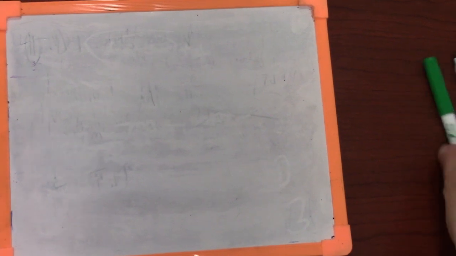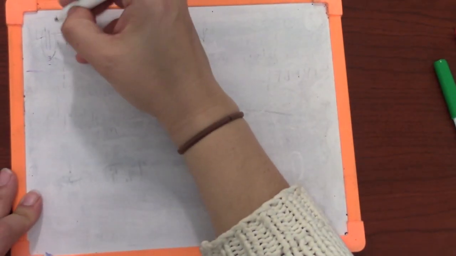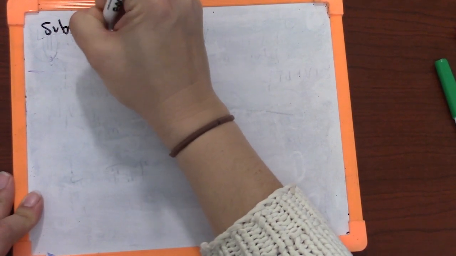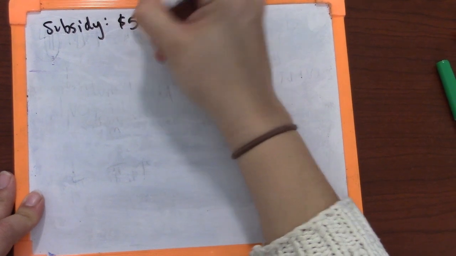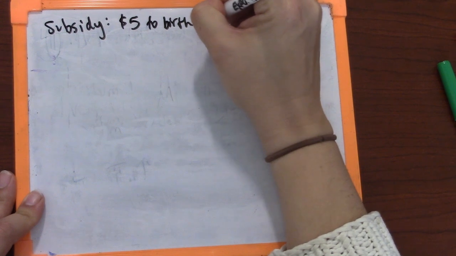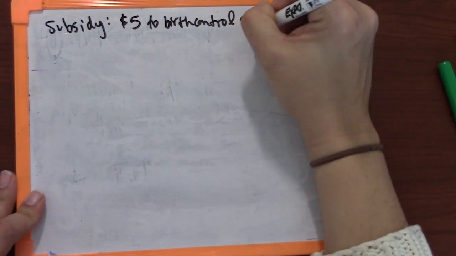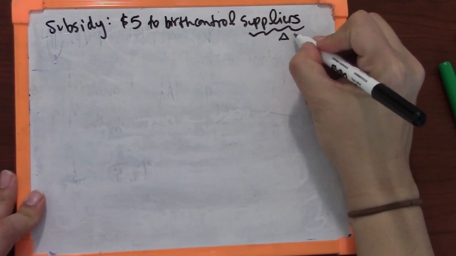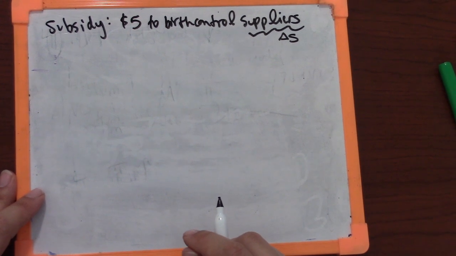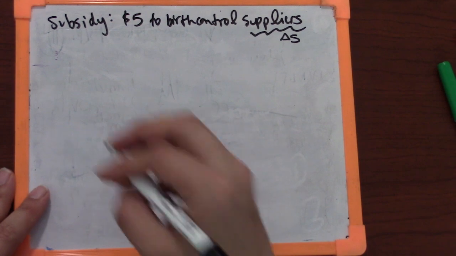So let's consider a market that you might remember from your first exam, the market for contraception. Let's talk about a subsidy of $5 to birth control suppliers. Because it's paid to suppliers, it's going to directly shift supply, but we know that it doesn't matter who it's paid to. All that matters is the elasticity of the curves.